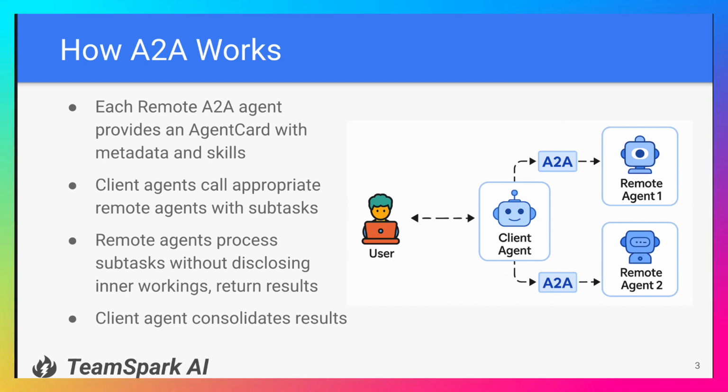So what happens is that your client agent will enumerate the remote agents over A2A, over the protocol, and each remote agent will come back with an agent card that expresses its metadata and its skills and its area of expertise. And then the client agent will call those remote agents when it has appropriate subtasks for them to do. And that could be a task to go accomplish something. It could be a task to just return some information, answer a question.